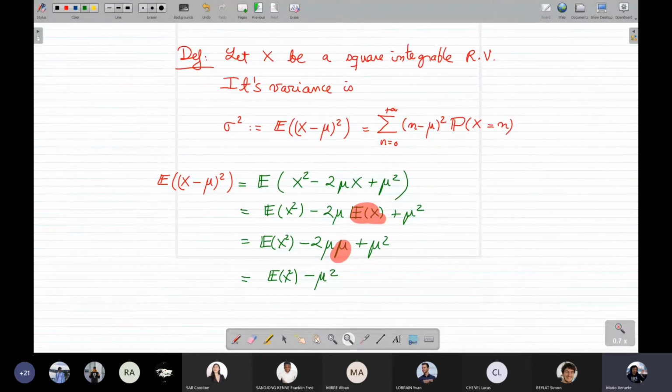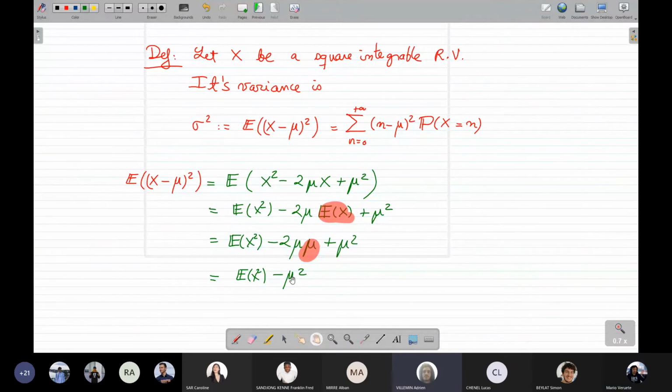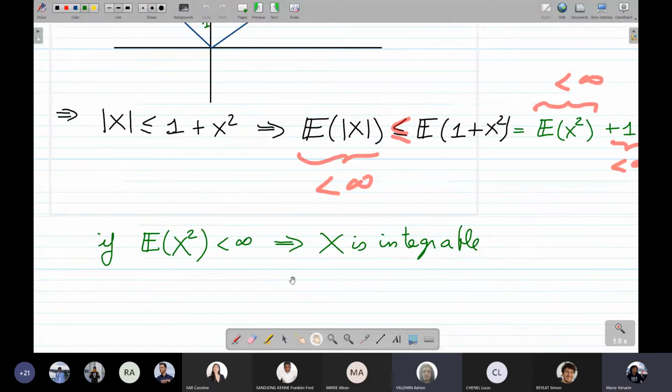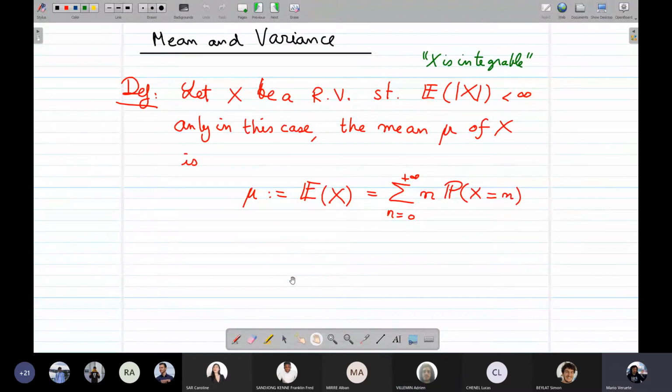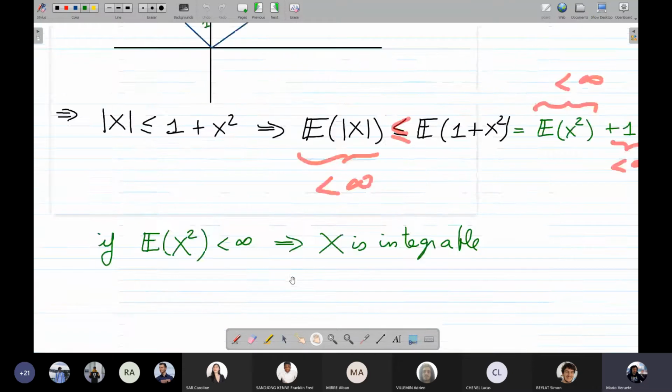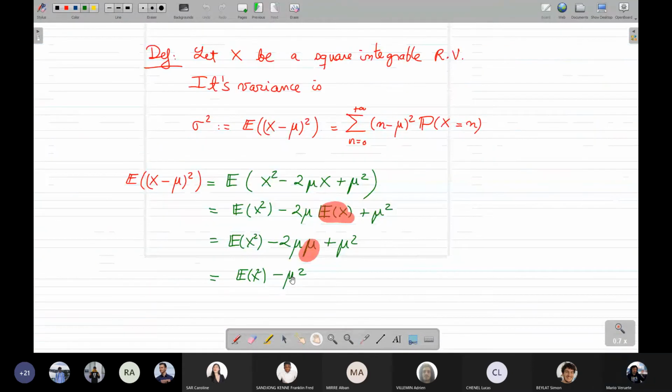Can you explain, please, again, why the expectation of x is equal to mu? That's a notation. If you remember here, mu is the letter we use for the expectation. Oh, okay. Okay. Perfect.